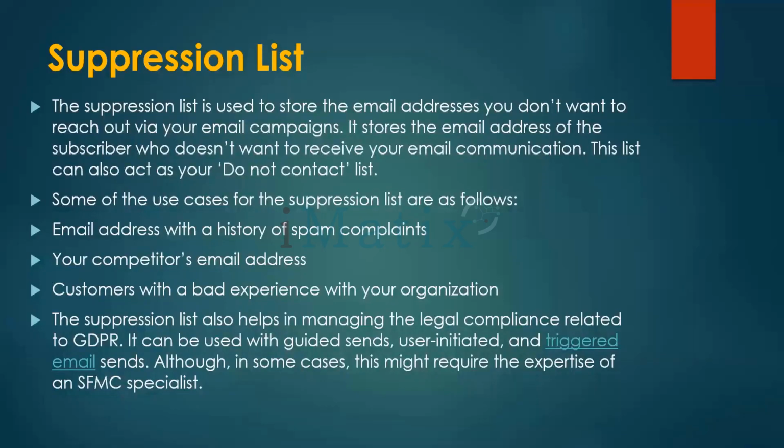Some of the use cases for the suppression list are email addresses with a history of spam complaints. In many cases we can make them not land in the inbox; the mail goes to spam instead. We can do this kind of filter in our Gmail. Some organizations send regular emails, but you can filter them out. If mail comes from this domain, it will go to spam, not your inbox. Also customers with a bad experience with your organization.